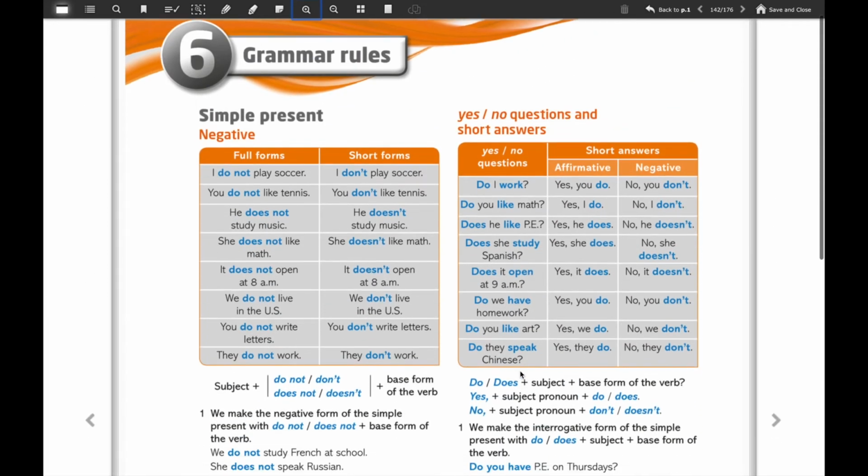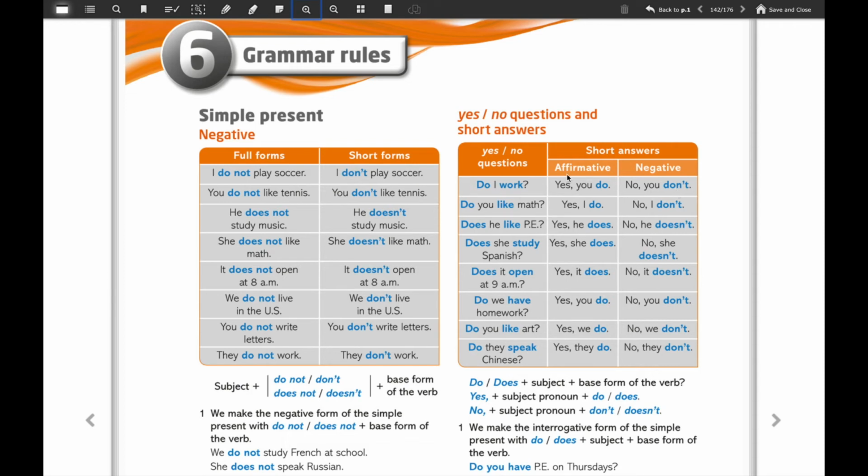Okay, next part. Yes, no questions and short answers. Now we're going to ask. We're going to use the same subjects, the same words, the same do and does, and we're going to change a little bit, in the complement, in the base form. So here we have yes, no question, and we have short answer. One could be affirmative, the other one could be negative. So, do I work? Yes, you do. No, you don't. Remember that this is a question that I do myself, but it's the other person that answers for me, okay?